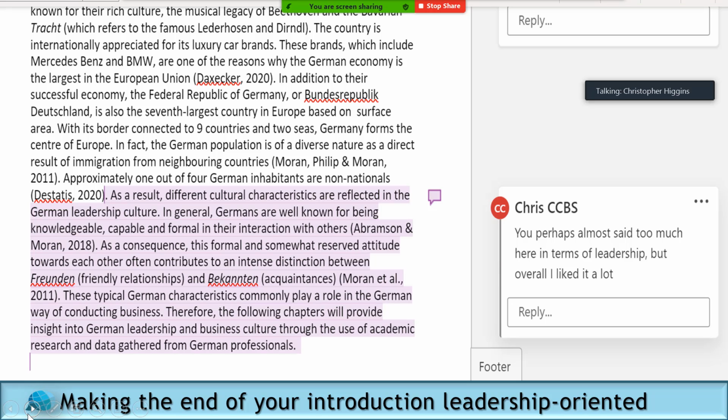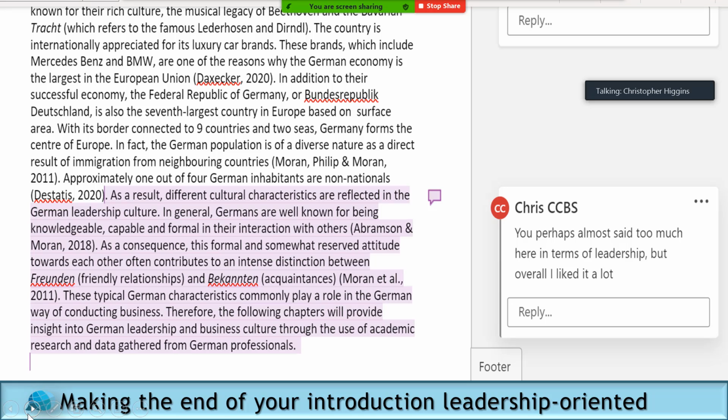Here's an example of leadership being mentioned in the introduction. So I'm just picking this one, and I'm not saying it's exactly perfect because I think they might go on a little bit too much and give too much detail even. You don't want to give away too much and show too much about leadership in the introduction. That's what the characterized leaders section is for, the very next section after the introduction. But what they do well is they make the end of the introduction leadership orientated.